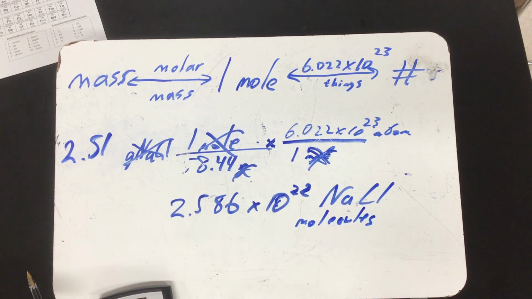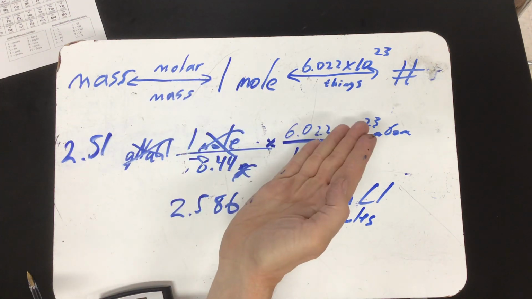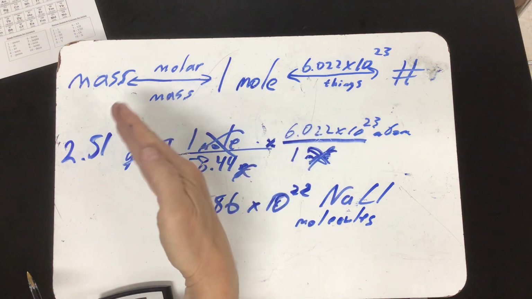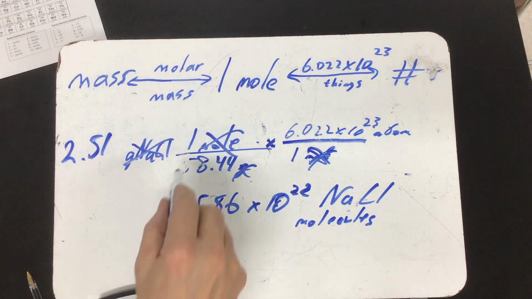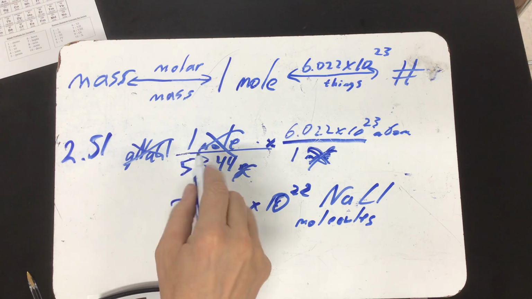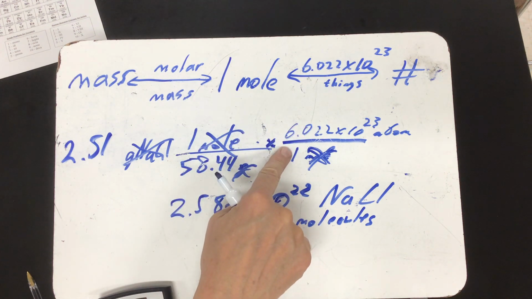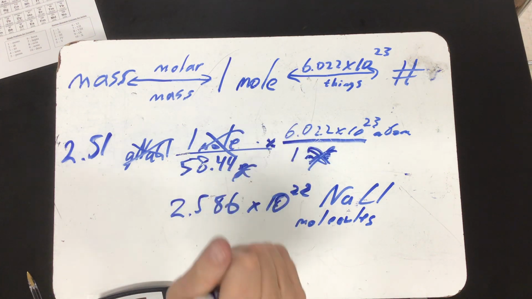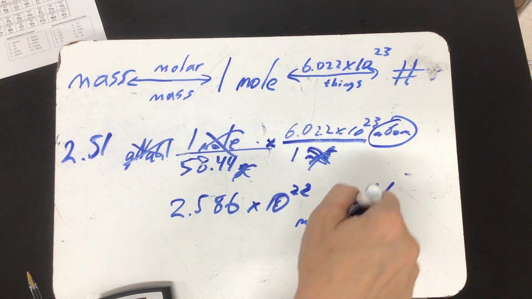Okay, so that whole packet we did the other day was to be able to count how many things you have by weighing them. So you weigh the item, you would be converting to moles by dividing by the molar mass of the thing you have, and then converting to number of things by multiplying by Avogadro's number. And all the units cancel except atoms or molecules.